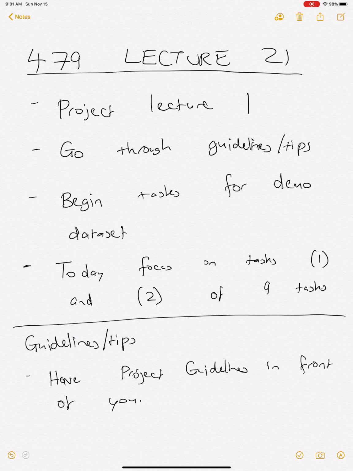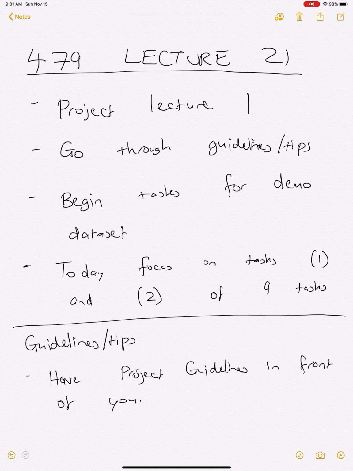Today will be the first lecture that talks about the project, and in particular, we're going to go through the guidelines and tips for the project. For today, I hope you have in front of you the 479 project guidelines, which have been on the course website for a couple of weeks now.